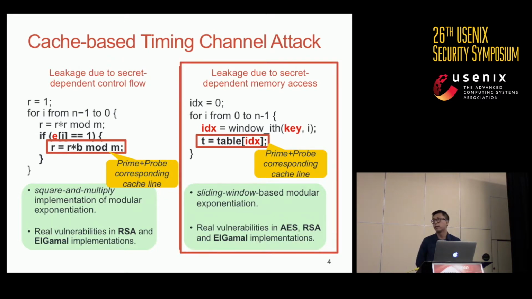So generally speaking, there has been some research trying to identify the first vulnerable pattern. In this project, our major focus is on the second one. So we try to deliver some technique to identify the secret dependent memory access and analyze how it will affect the cache behavior.